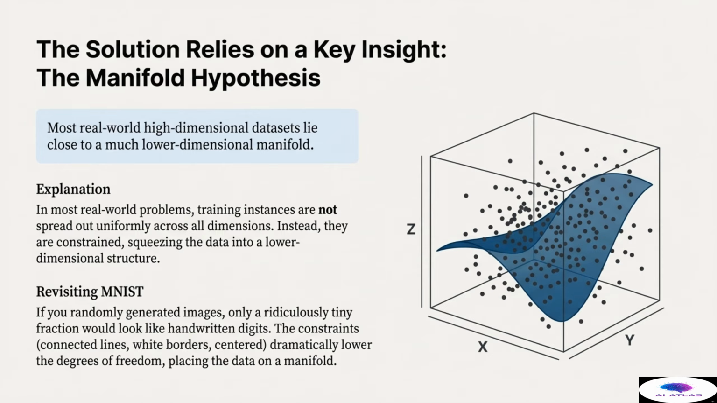Let us revisit MNIST again. If you were to randomly generate all 784 pixel images, only a ridiculously tiny fraction of them would actually look like a proper handwritten digit. The constraints inherent in a recognizable digit, connected lines, white borders, centering, dramatically reduce the degrees of freedom available to the data. These constraints force the data points onto a low-dimensional surface, the manifold, that represents valid handwritten digits. Our entire goal in dimensionality reduction is to effectively unearth and extract this hidden manifold.